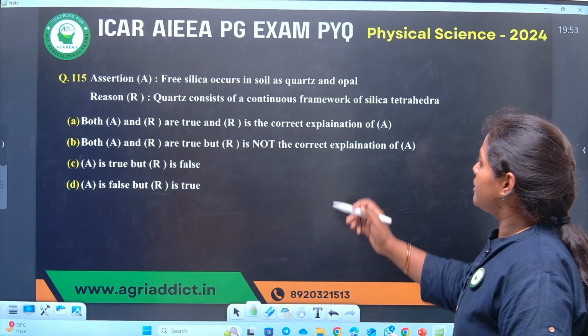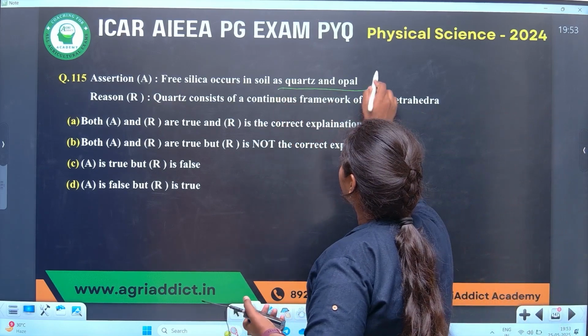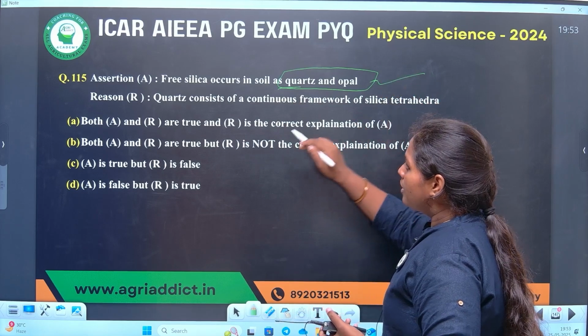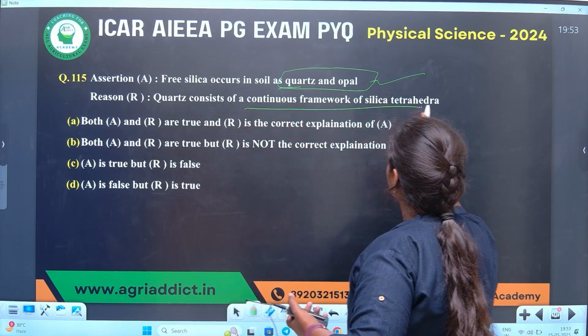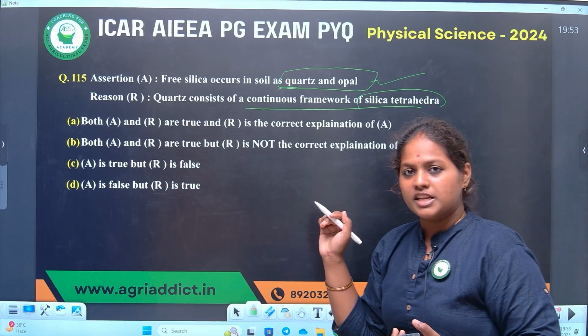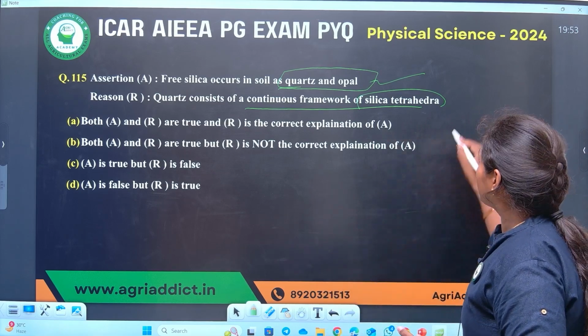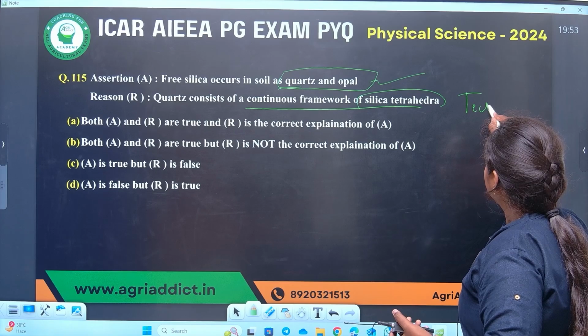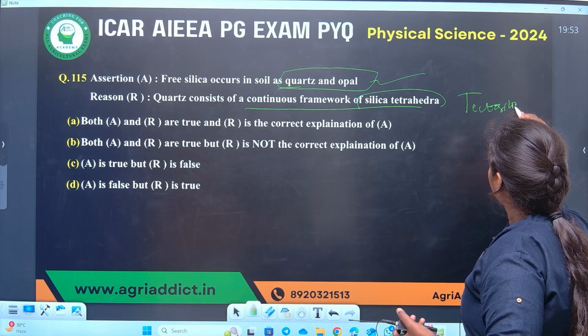Question number 115. Assertion: free silica occurs in soil as quartz and opal. True. Quartz consists of continuous framework of silica tetrahedra. Quartz comes under which type of silicate? Phyllosilicates, tectosilicates. Tectosilicates.